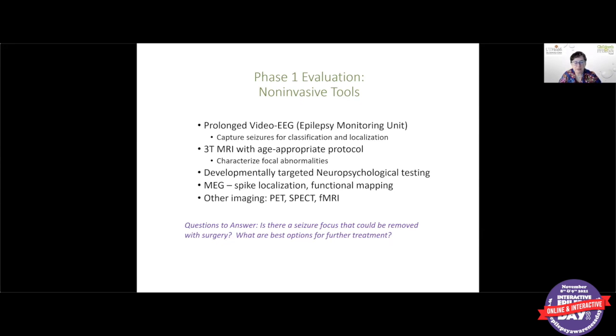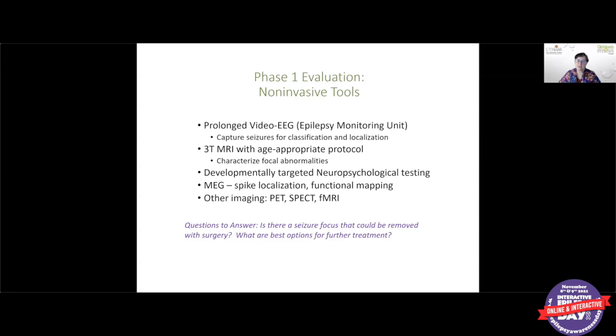And then the MRI, the 3T MRI, gives you just a more detailed picture of the brain and can help us see focal abnormalities that might be more subtle, that occurred during brain development and are still there and can cause epilepsy.